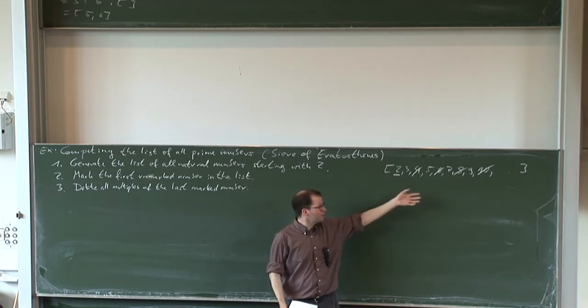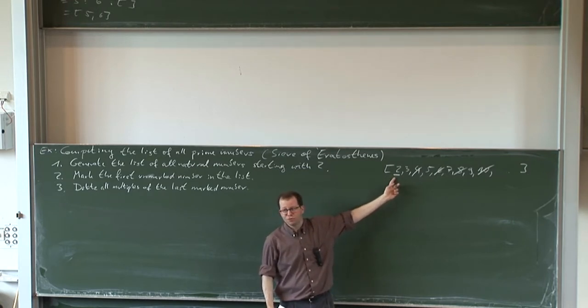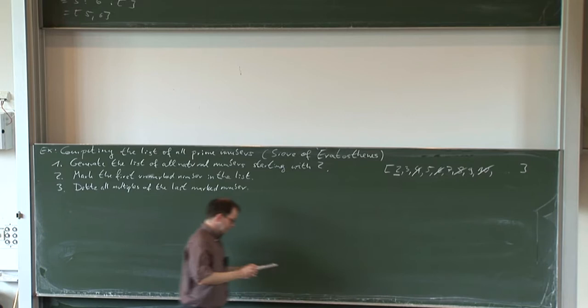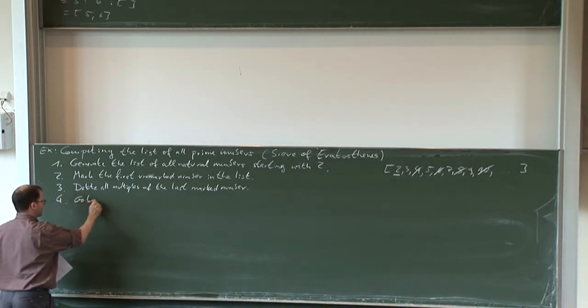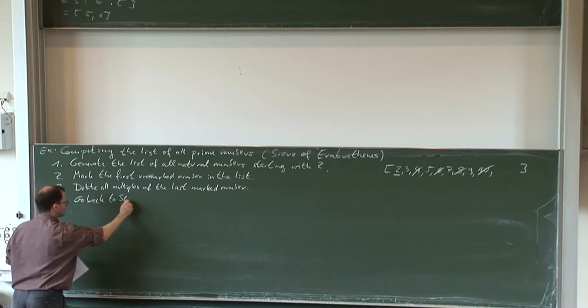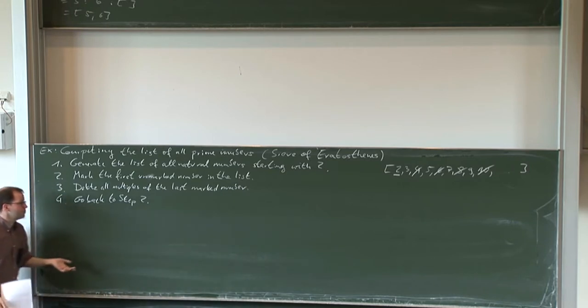And we want to delete all those numbers from the list that are not prime, so it's a good idea to delete all multiples of 2. And the last step is go back to step 2. Okay, so let's try to execute this algorithm further.